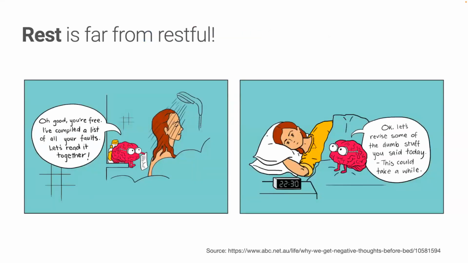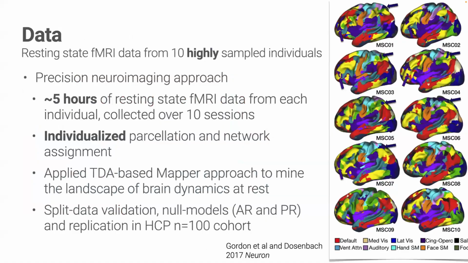Very, very quickly, let me take you through the resting state data, because rest is far from restful, probably. We looked at the Midnight Scan Club data, where they had collected about 5 hours of resting state per person over 10 sessions. And they had individualized networks assigned for each person. And that apparently is a big help.